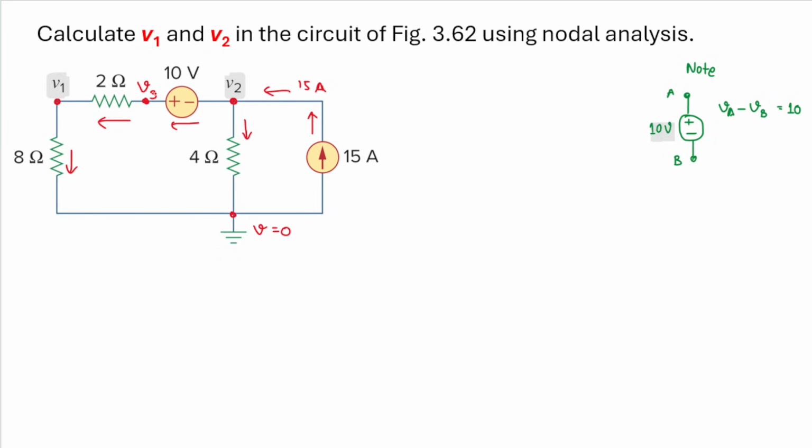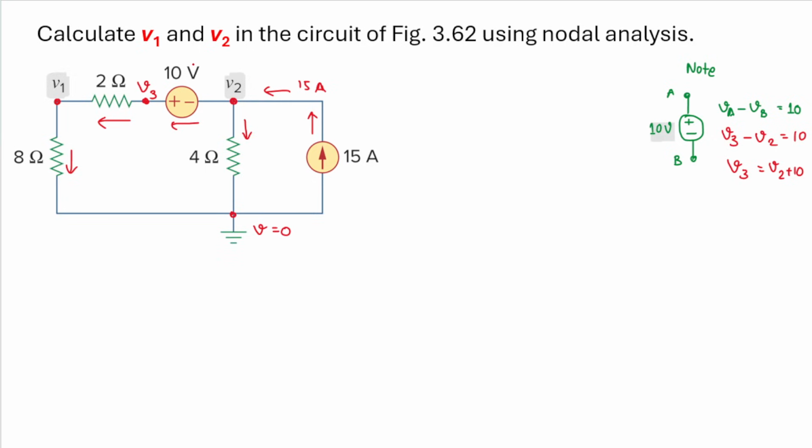Because the positive one is V3, I will have V3 minus V2, and we will have 10 volt there. Or we can rewrite this as V3 is equal to V2 plus 10. And this will be very helpful later. Okay, now let's do KCL at node V1 and also at node V2.